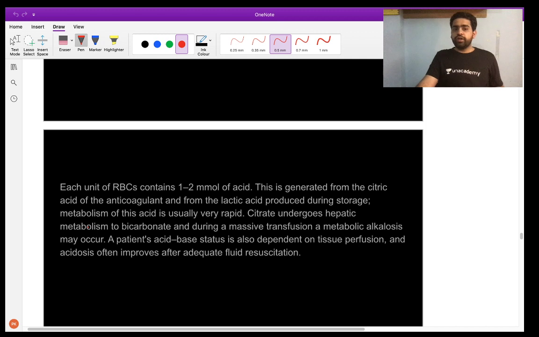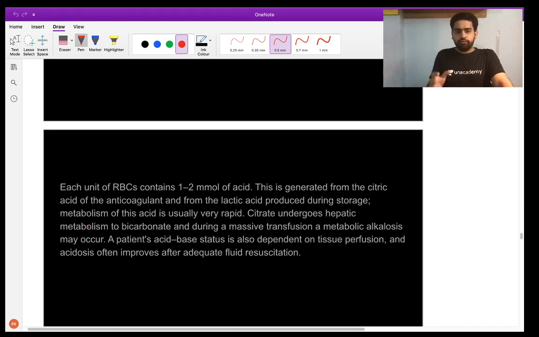Just read this statement and you will understand this. Each unit of RBCs contains 1 to 2 moles of acid. That is fine. This is generated why? Because of citric acid of the anticoagulant and from the lactic acid produced during the storage. When this blood is stored inside the blood bank, there is accumulation of a bit of acid because of a lactic acidosis which occurs because of the anaerobic respiration. That is all fine. But what happens?